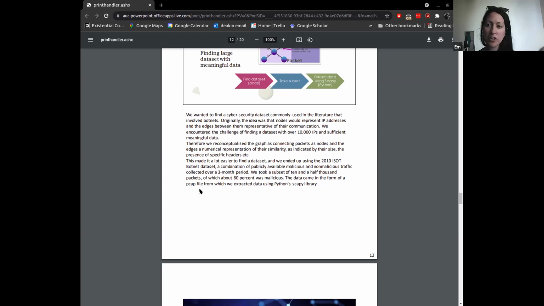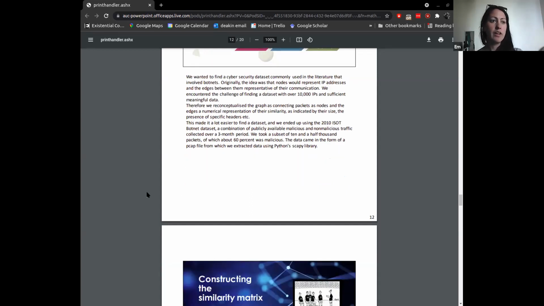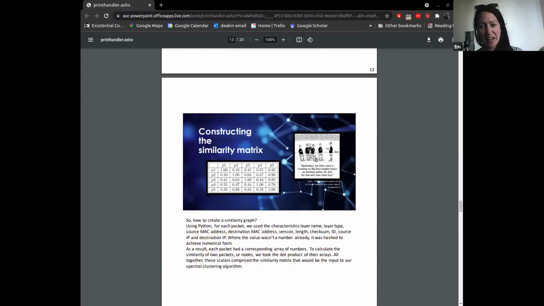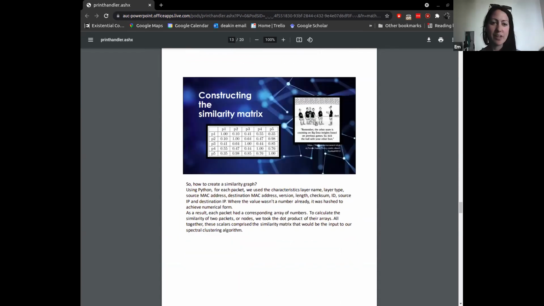And in terms of the graph representation, I've got a diagram with just some random weights up here, but just to indicate that the nodes themselves were representative of packets, and then the edges in between them were a numerical indication of their similarity. So once again, here's an example similarity matrix. So for instance, the similarity between node P1 and P1 is 1, which means that they are obviously identical. Between P2 and P1 is 0.1, etc.